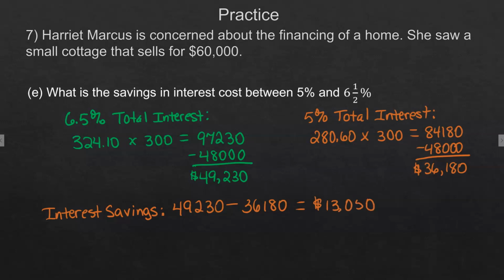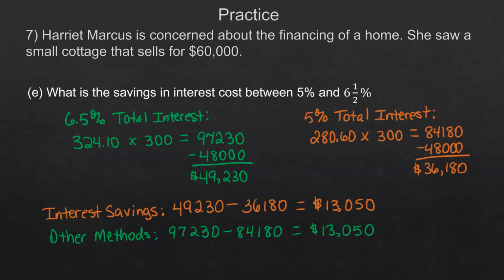And then I'm going to say this. Other methods. We could take 97,230 and subtract 84,180. And I want you to put this on your calculator and look at it to prove to yourself, hey, this actually does work. If I take the total amount I paid on the loan, I'm going to still get $13,050.